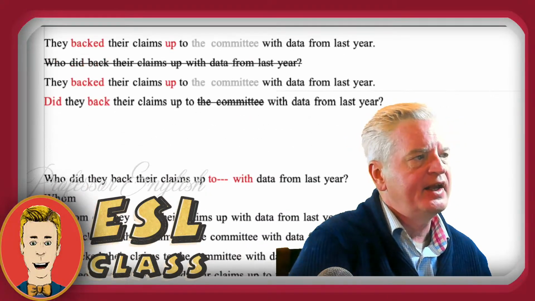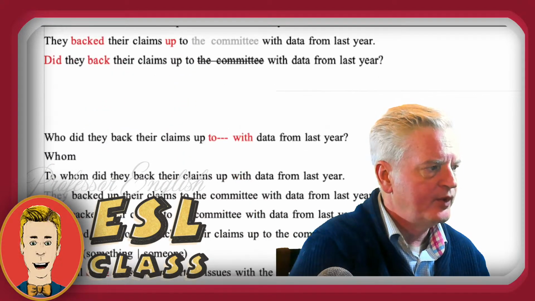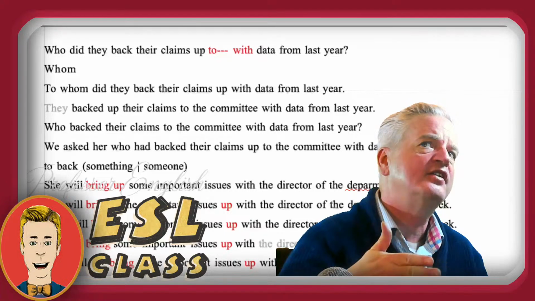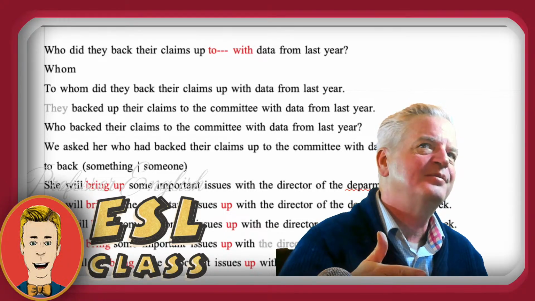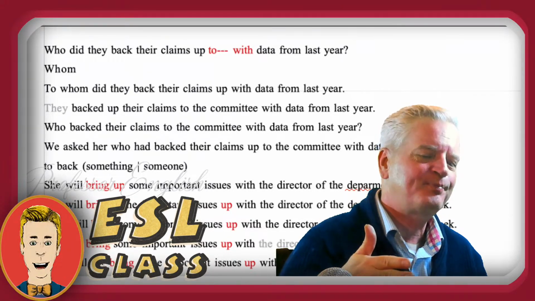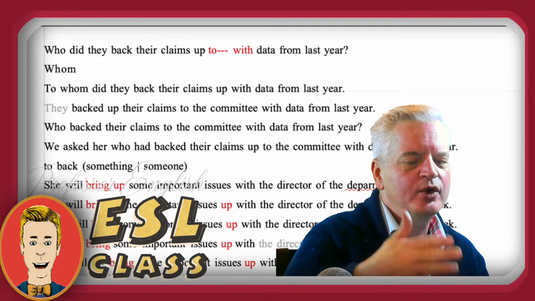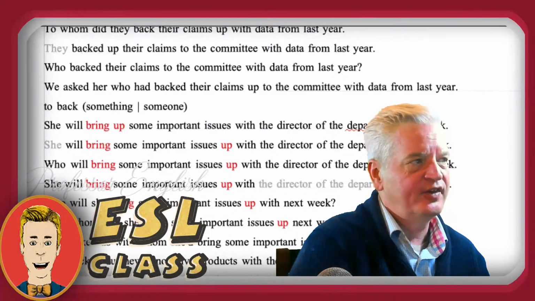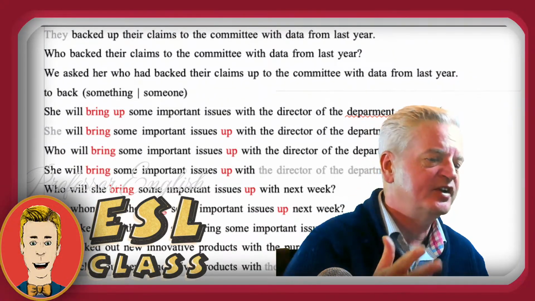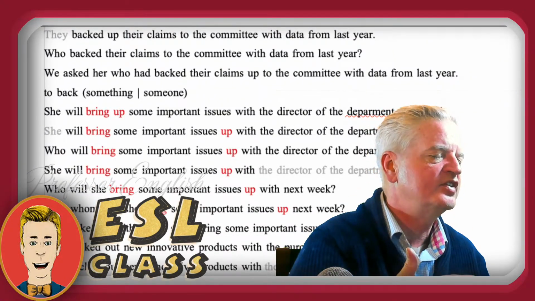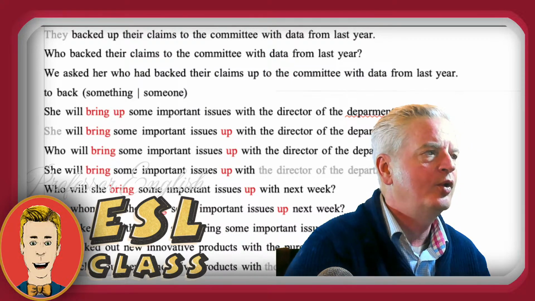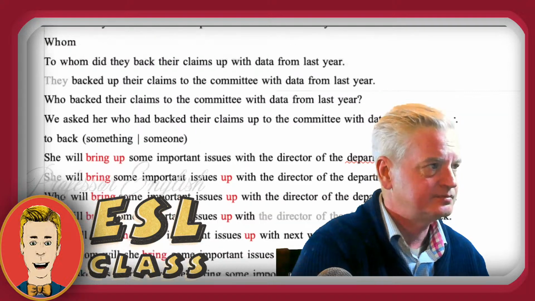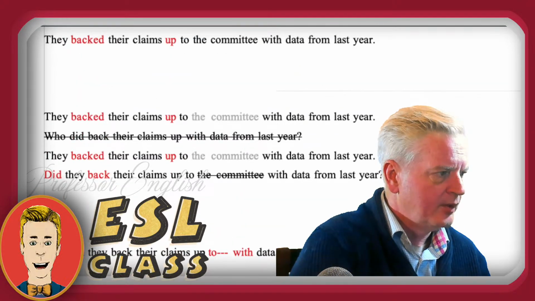Now, let's make a who subject question. We've done the object. We've asked about who's receiving. But if we take that sentence, they backed their claims up to the committee with data from last year, ask about who is doing the action. Who backed their claims up? See, it's different, but it's very easy because you just substitute the subject with the word who. Who backed their claims up to the committee with data from last year? All right.